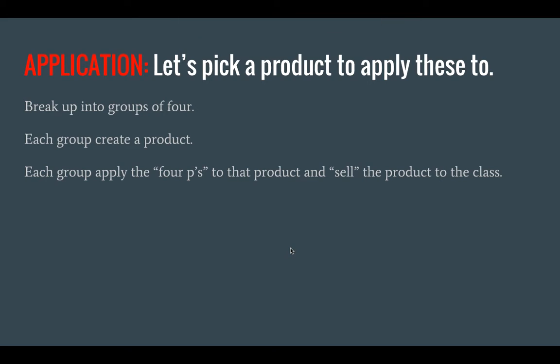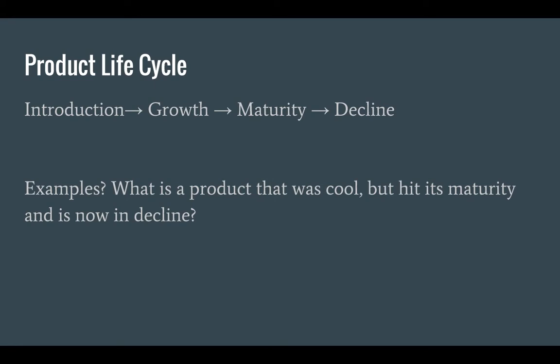So, all right, so if you keep moving forward, we're going to do an application, so normally we would have done this in class, but pick a product to apply these to. So take whatever advertisement you got and apply the 4 Ps to that product and sell the product to the class. So we might still do this with your advertisement, so just so you know where we're going with that, we'll do that in class on Tuesday.